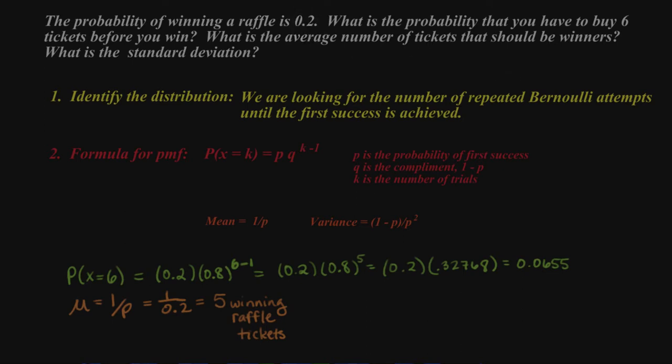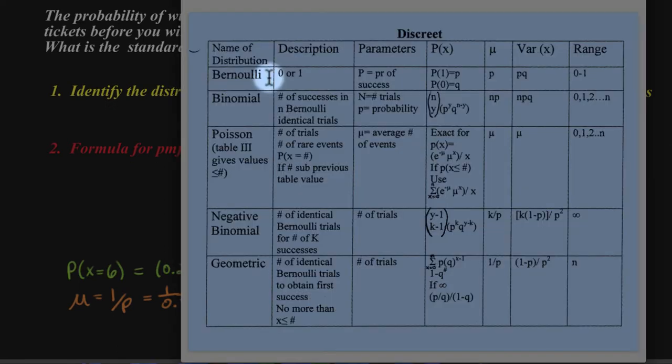Now, if I want the variance, that's just q over p squared, where q is just 1 minus p, the complement of p. And when I plug into that, I'm going to get 0.8 over 0.2 squared, and 0.8 over 0.04, which is 0.2 squared, will give me 20. So that's the variance, and if I want the standard deviation, I just square root the 20. All right? So you can see it's not too bad once you know which direction to go to.